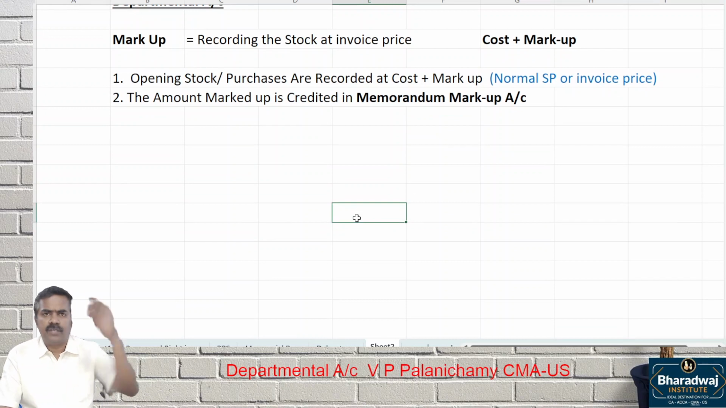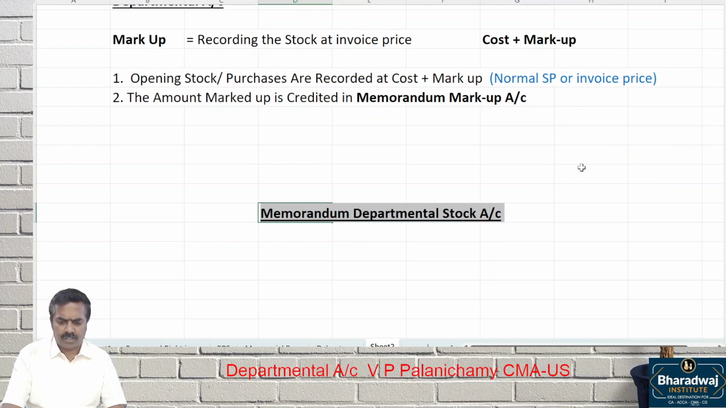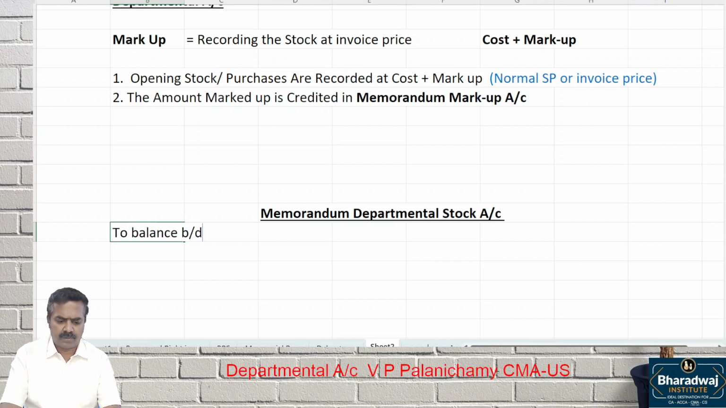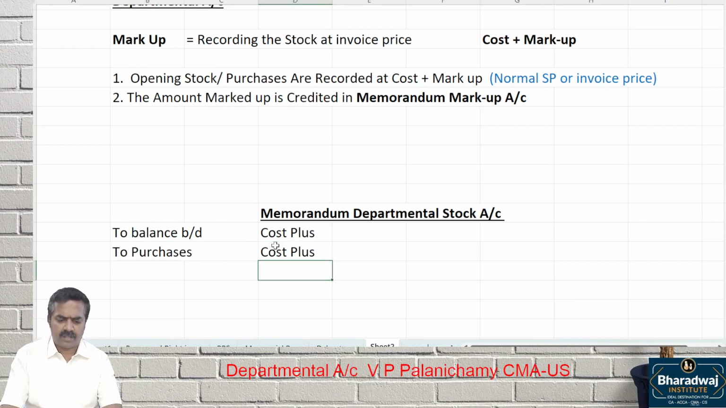Shall we leave around 3-4 lines of gap at the beginning? It's like a theoretical one. Departmental stock account, or you can say memorandum departmental stock account. Better to use the word memorandum departmental stock account so that your mind also will register it is not your regular books of accounts. To balance brought down. This will be at cost plus. Leave around 5-6 lines of gap and come to this. To purchases, of course, this will also be at cost plus.